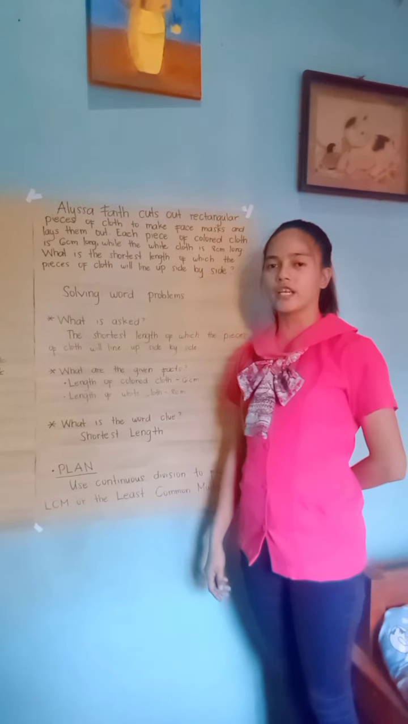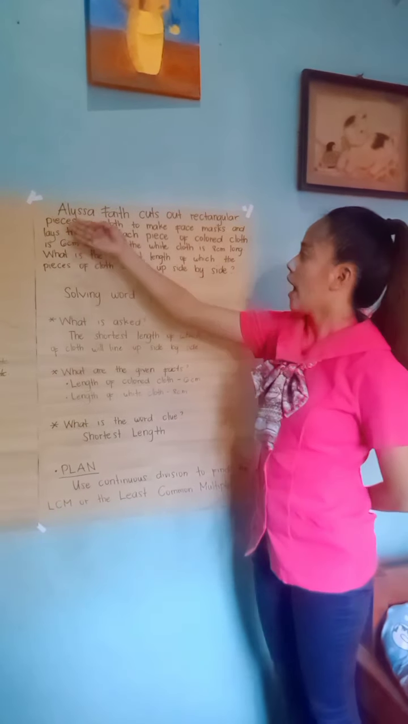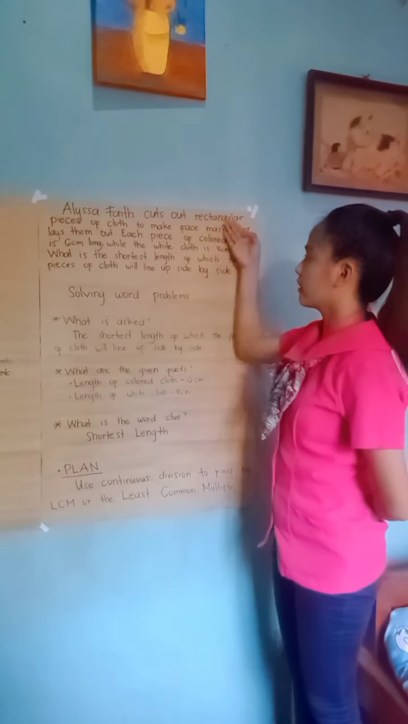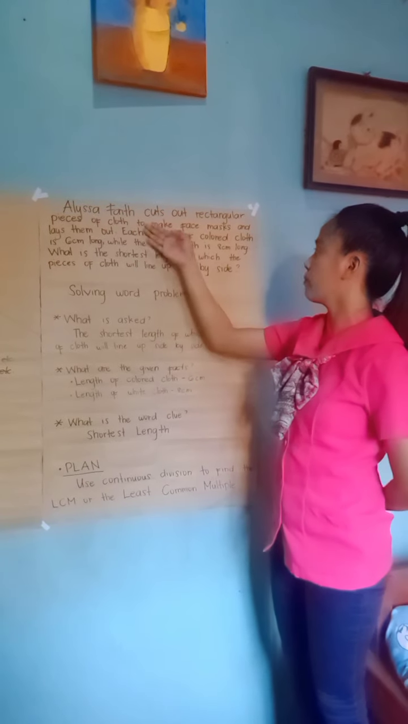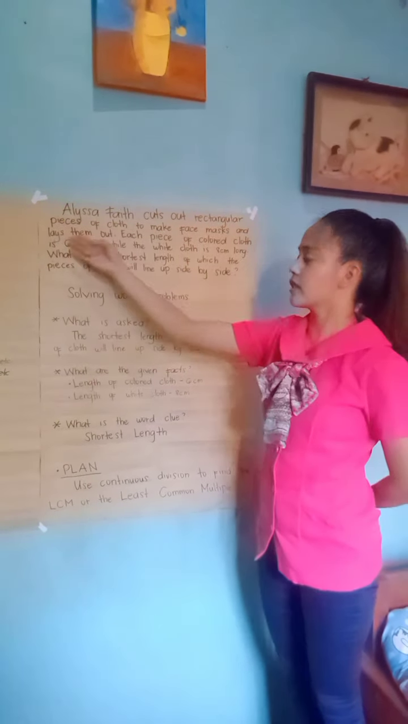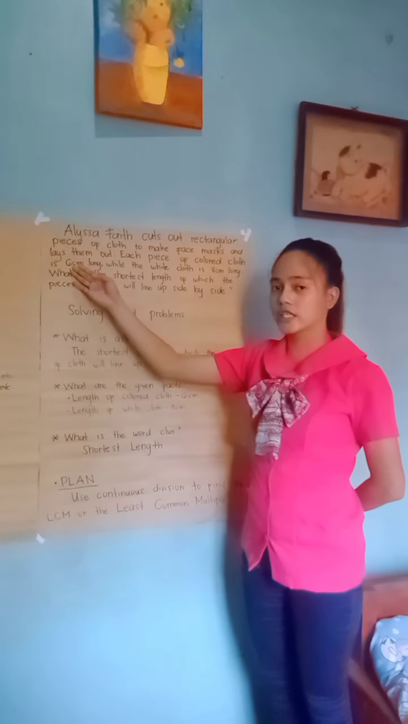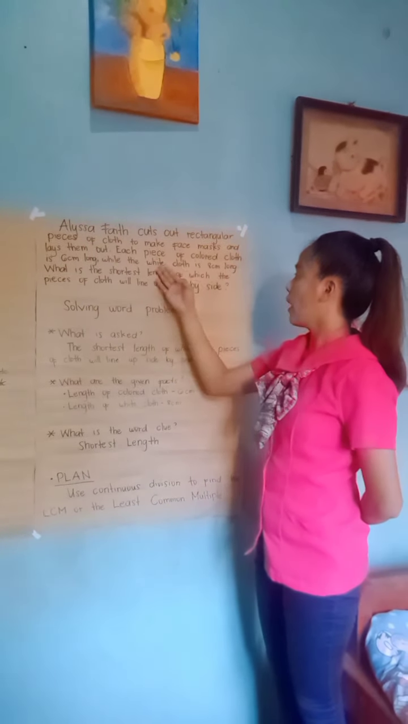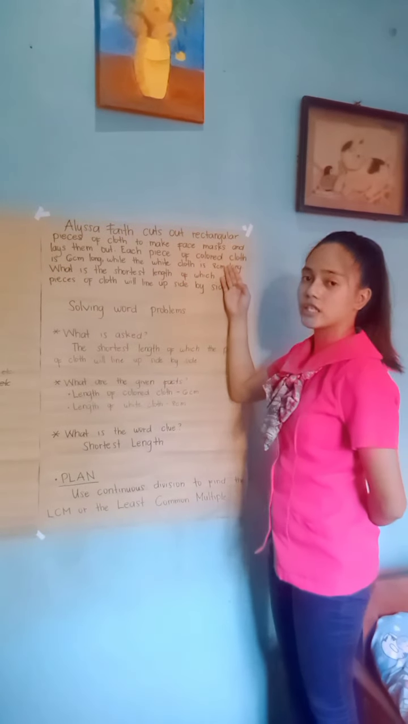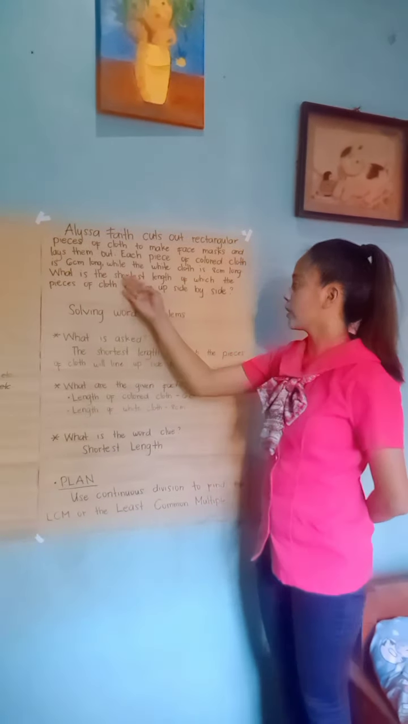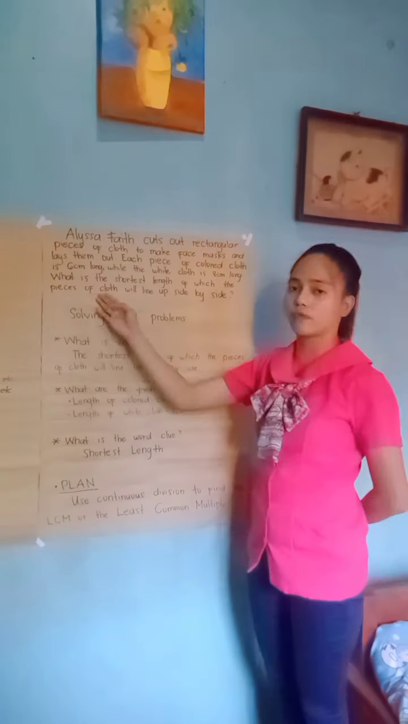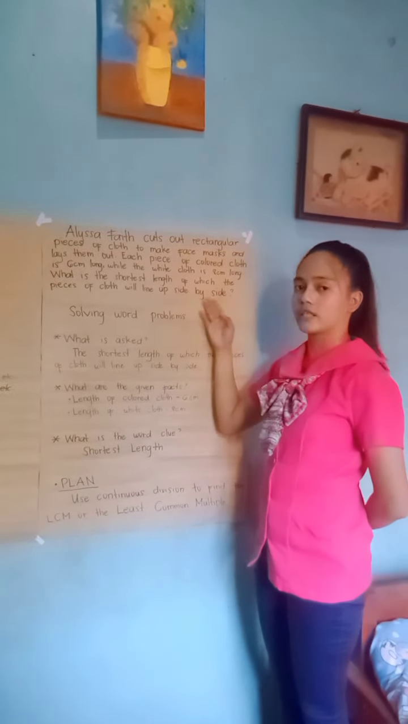So let's proceed here in another problem. Eliza Faith cuts out rectangular pieces of cloth to make face masks and lays them out. Each piece of colored cloth is 6 cm long, while the white cloth is 8 cm long. What is the shortest length at which the pieces of cloth will line up side by side?